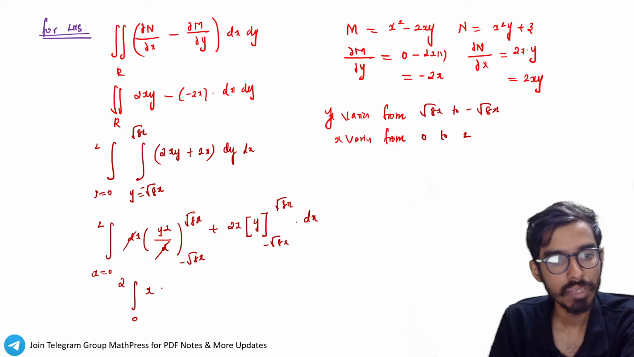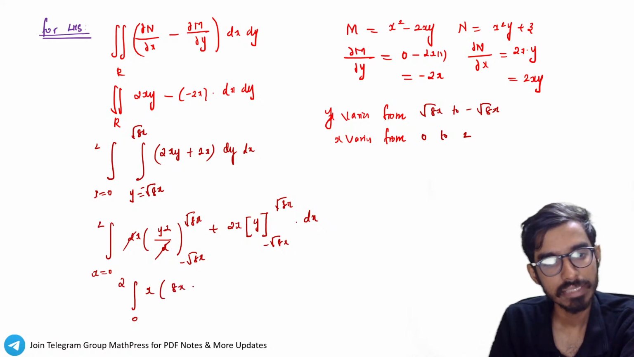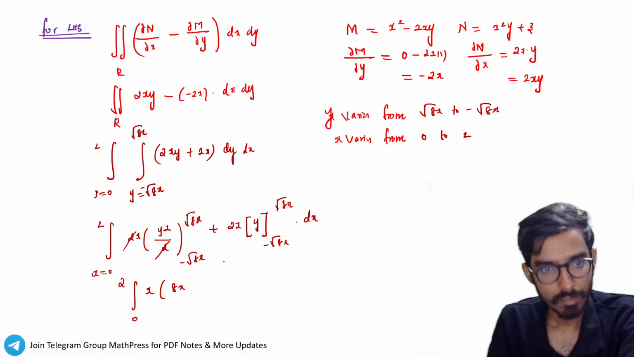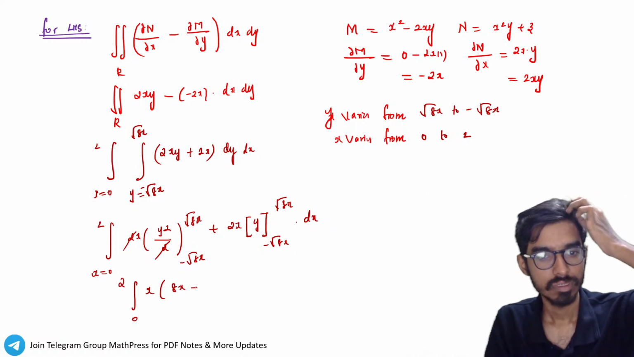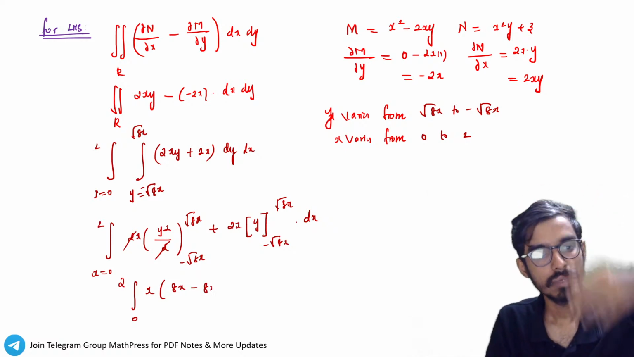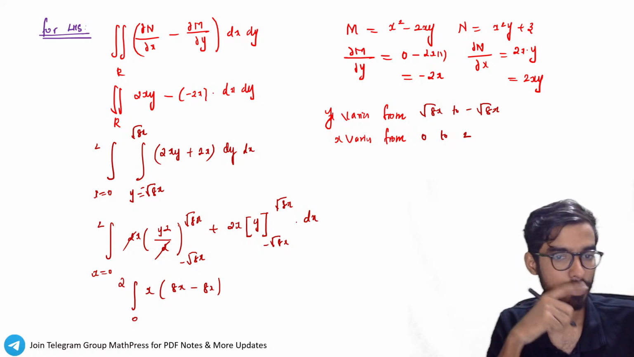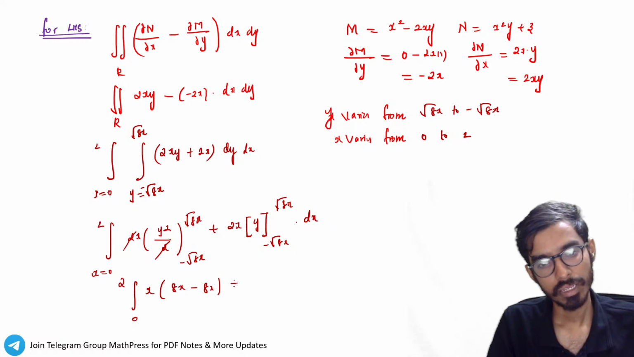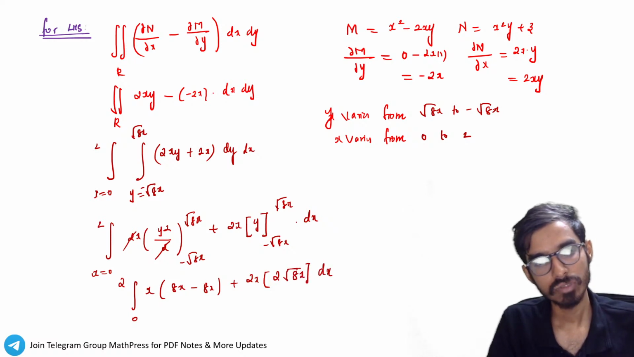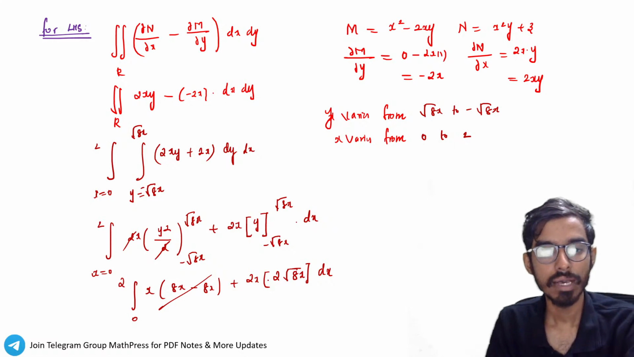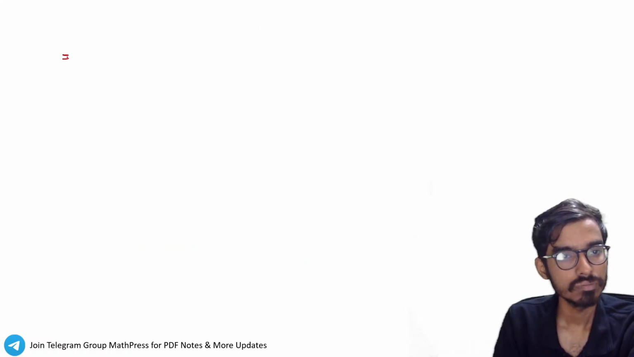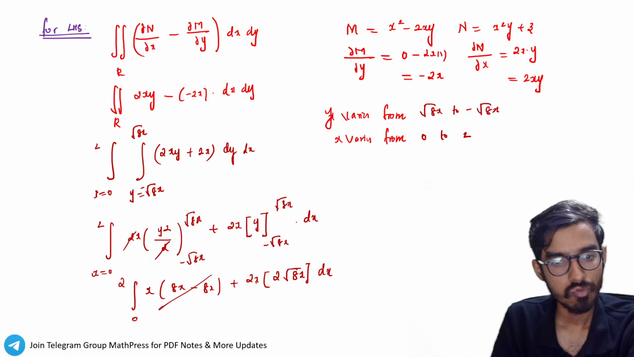So y square will be root 8x whole square, which is 8x, minus, again this will be 8x, right? So root 8x whole square is 8x. Yes. Here we will have 2x. So root 8, upper limit minus lower limit. So 2 times root 8x into dx. So this term will vanish. So we have this to be equal to 4x.